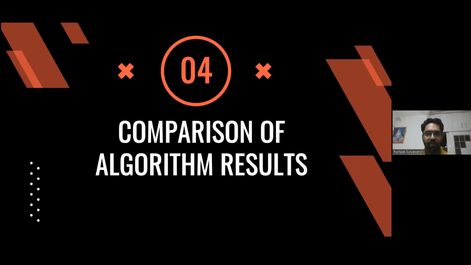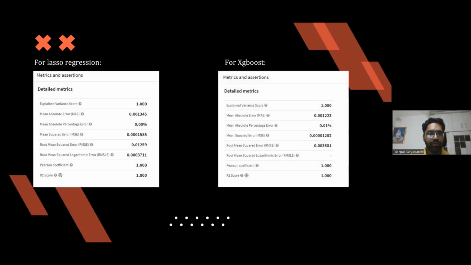So when we compare the algorithm results of the two machine learning algorithms that we have used here, lasso regression and XGBoost, we get the explained variance score, EVS, as 1. The mean absolute error is very low, as we have seen in the Dataiku data science studio. The mean absolute error is close to 0%, here close to 0.01%. The mean square error is also very low, and the root mean square error is also low for XGBoost compared to the lasso regression model.